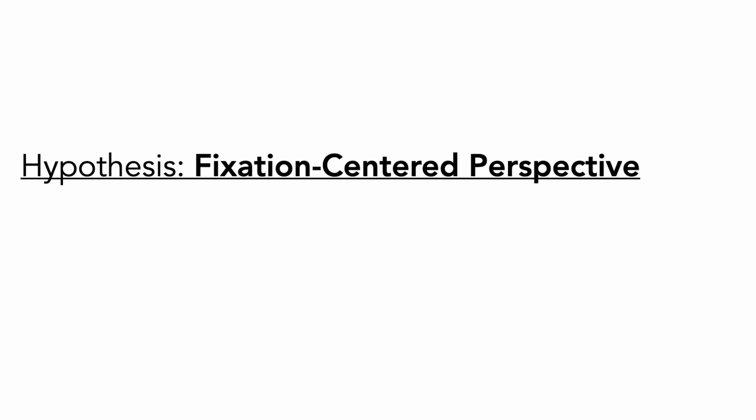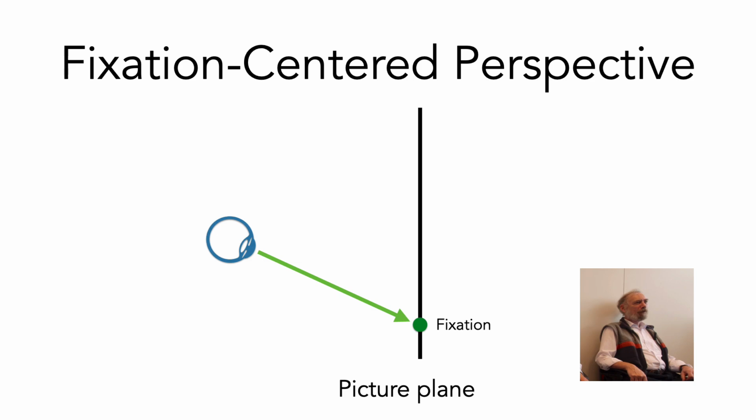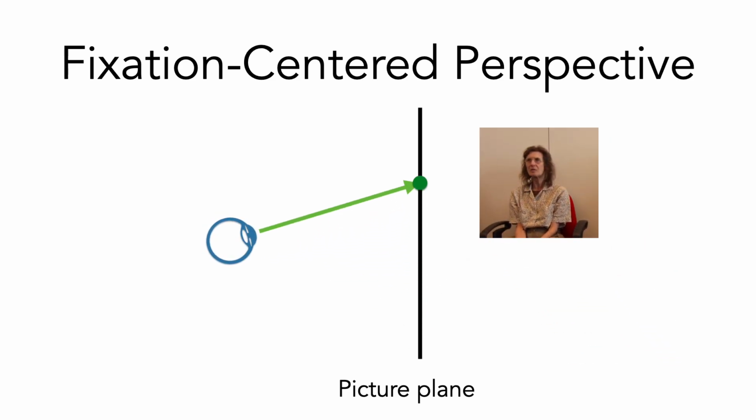So the hypothesis that explains this and describes the previous hypotheses, I'm calling fixation-centered perspective, and it says that in each eye fixation, a picture is interpreted in terms of linear perspective centered on that fixation. So when you fixate on one part of a picture, you interpret the shape around that fixation as though it were generated with a center projection in front of the fixation by linear perspective. And most of the information you get is from the foveal region or nearby. Then when you move your eye and fixate somewhere else, you also interpret that other part according to its separate linear perspective with its separate center projection in front of that fixation, and so on.